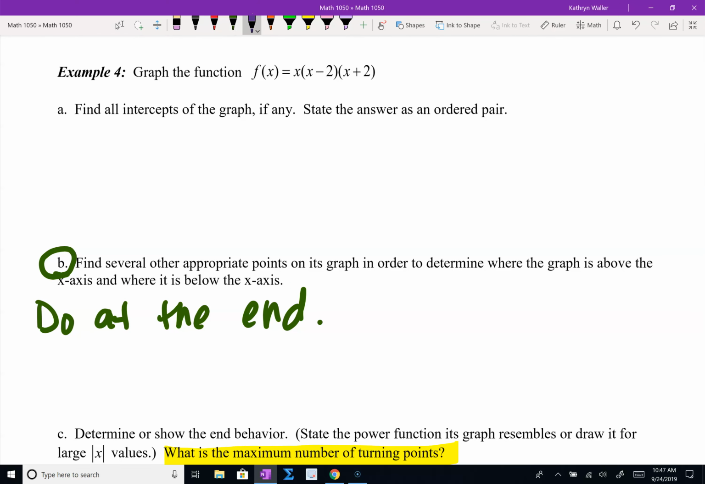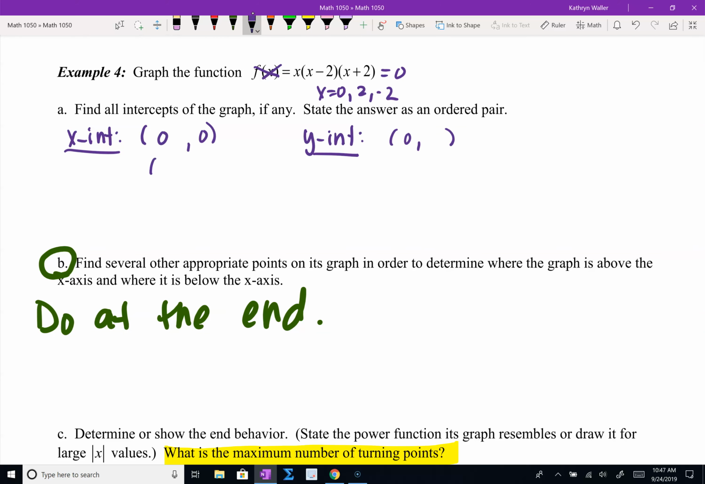Okay, find all the intercepts. We've already done this, guys. Everybody go x-intercept and then y-intercept. To find the x-intercept, you let y be 0. To find the y-intercept, you let x be 0. So if y is 0, if I set that equal to 0, then I get x equals 0, 2, and negative 2. So I'm going to write those as (0, 0), (2, 0), and (-2, 0).